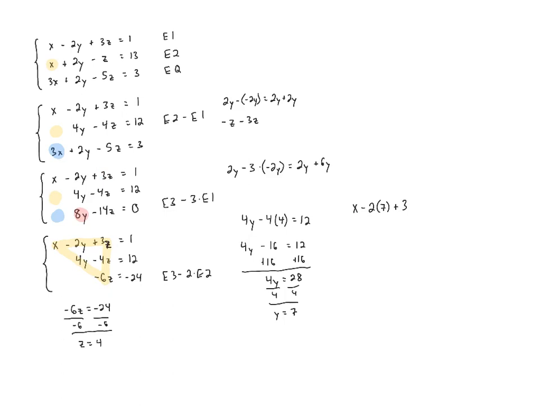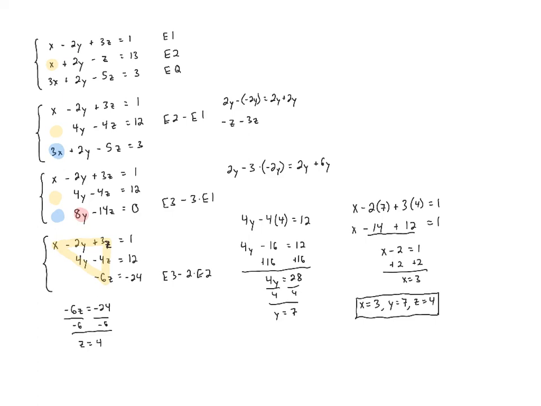So anyways, we've got x minus 2 times y, which is 7, plus 3 times z, which is 4, and that equals 1. This becomes x minus 14 plus 12 equals 1. When we combine the constant terms, it becomes x minus 2 equals 1. And when we add 2 to both sides, we end up with x equals 3. So the solution to this system of equations is x equals 3, y equals 7, and z equals 4.